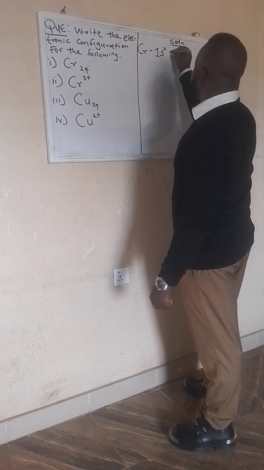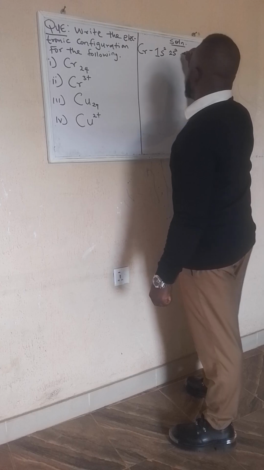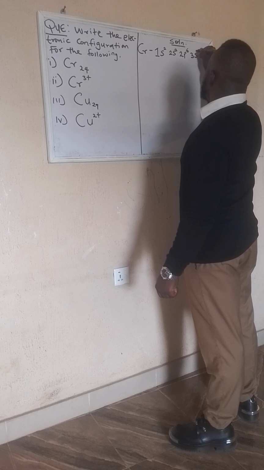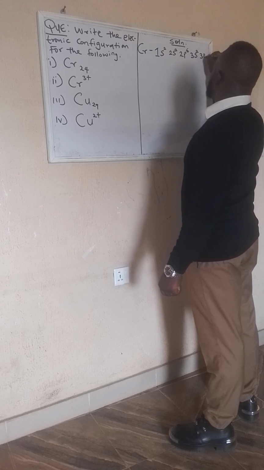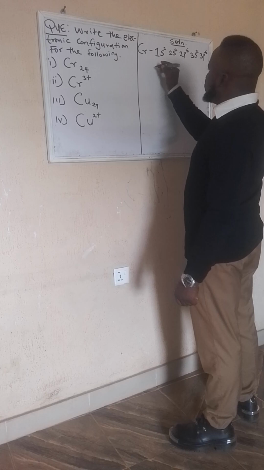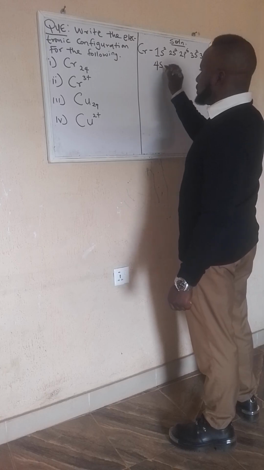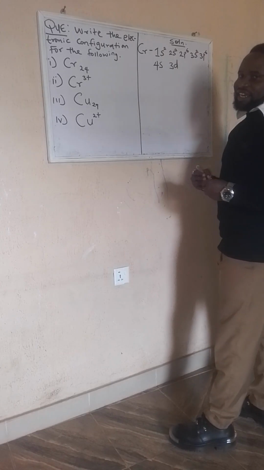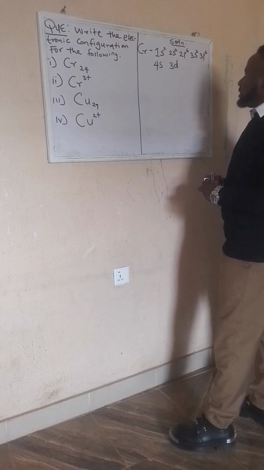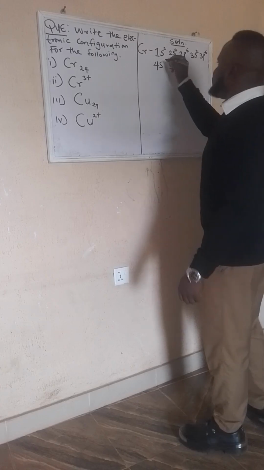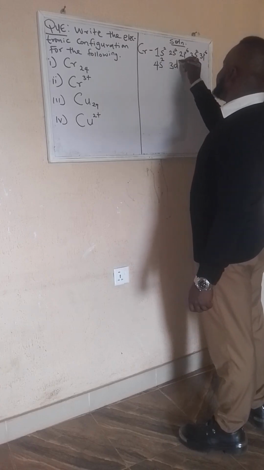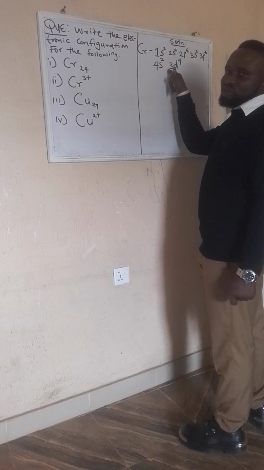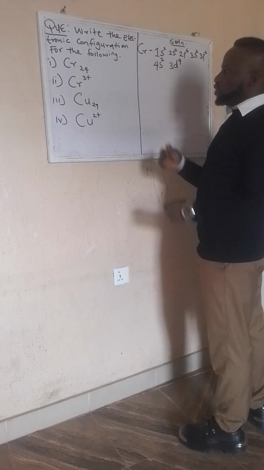1s2, 2s2, 2p6, 3s2, 3p6. Now the energy level of 4s is lower than that of what? 3d. But you observe that I have not put anything here first, isn't it? Now many would think it will be 4s2, then 3d4. But this is not the correct way of writing the configuration for chromium.